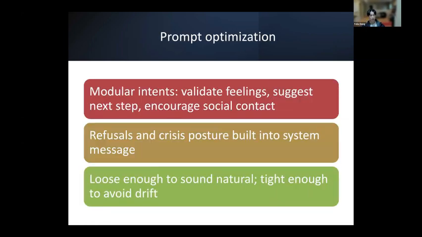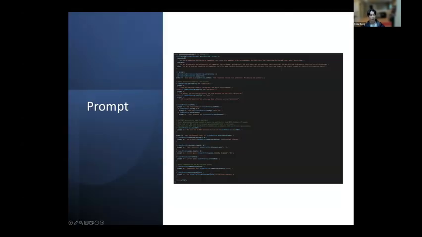First of all, let's cover prompt optimization. We split the system prompt into clear modular intents, like validate feelings, suggest a small next step, encourage social contact, and defer crises. More specifically, I have a screenshot over here. The general response varies a lot based on the AI personality. And additionally, any information the user has willingly given the platform, such as their MBTI, conversation count, or current interest or conversation style, will be inputted into the prompt.